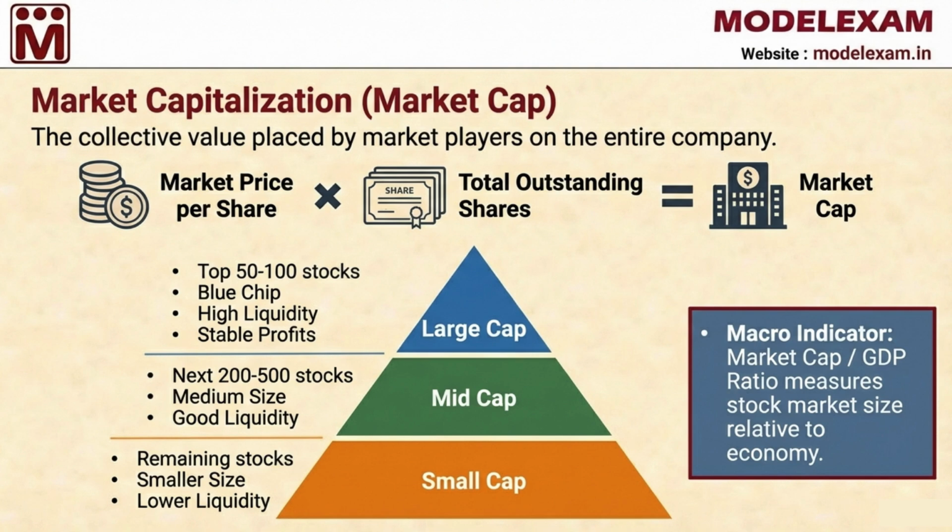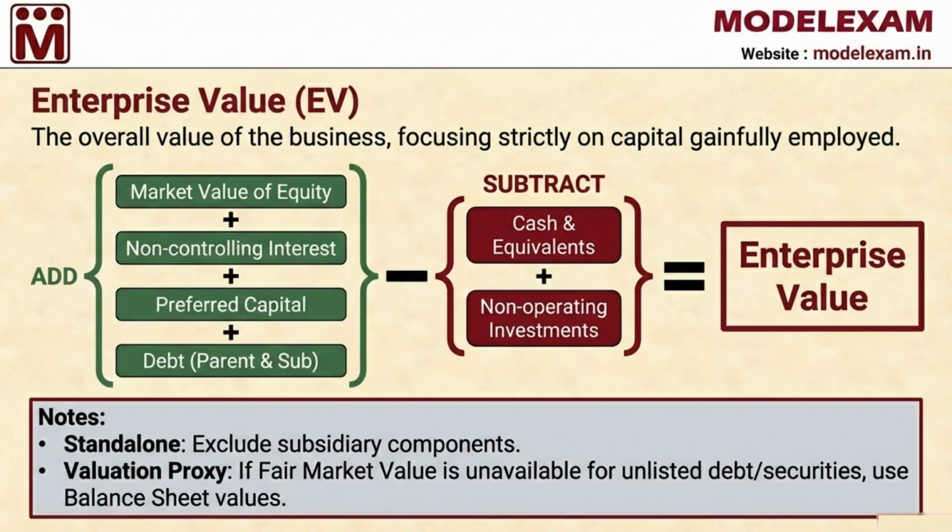We also use the market cap to GDP ratio as a macro indicator to measure the size of the stock market relative to the economy. A crucial concept for valuation is enterprise value or EV. This represents the overall value of the business, focusing strictly on capital gainfully employed.